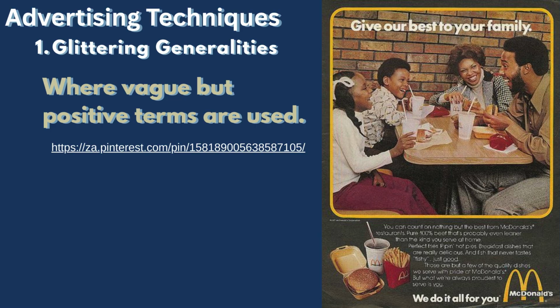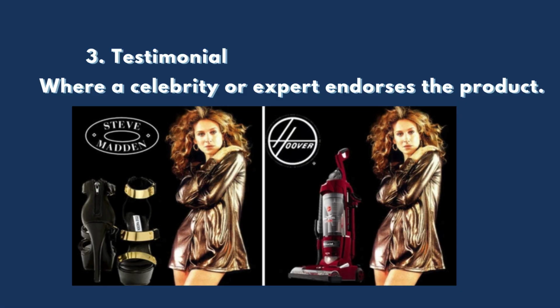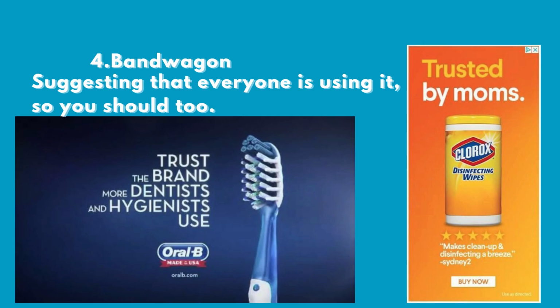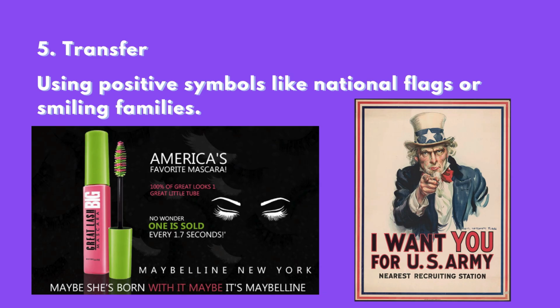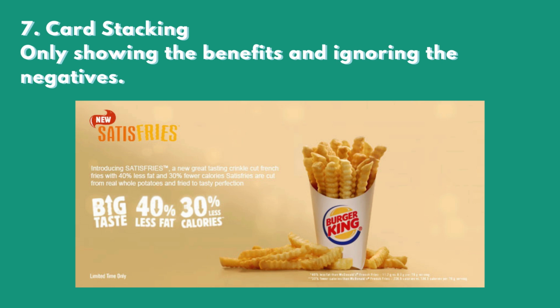Now let's look at some of the most common persuasive and propaganda techniques. These include glittering generalities, where vague but positive terms like premium or freedom are used. Name calling, where the competition is criticized or belittled. Testimonial, where a celebrity or expert endorses the product. Bandwagon, suggesting that everyone is using it, so you should too. Transfer, using positive symbols like national flags or smiling families. Plain folks, implying that the product is for everyday people. And card stacking, only showing the benefits and ignoring the negatives.